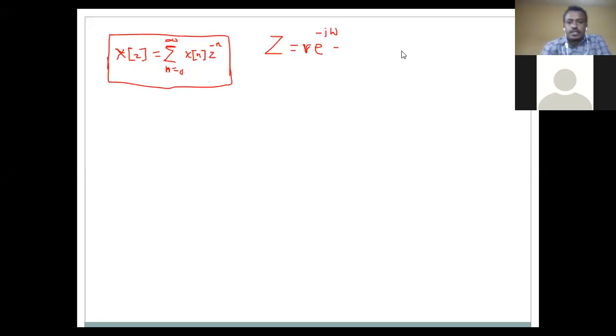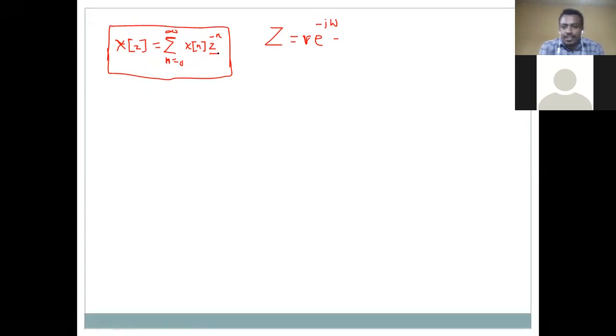Okay. So let's repeat the example we have seen before. This is the summation for Z transform. X of z is the summation of x of n times z to the power of minus n, where z is a complex frequency variable. R is the magnitude, and this is the frequency, the complex frequency part.